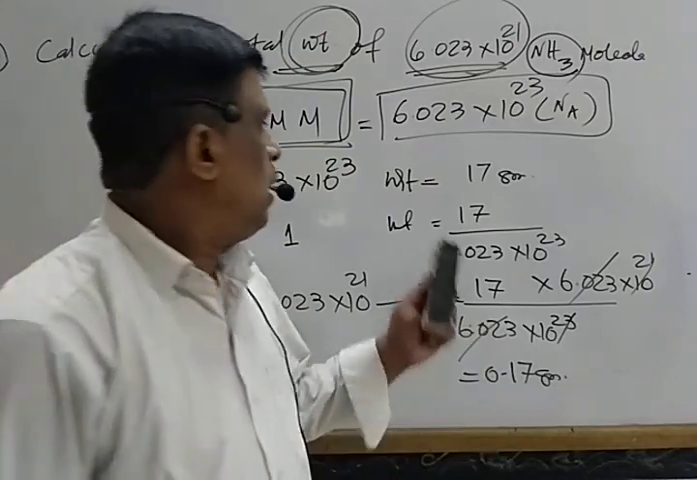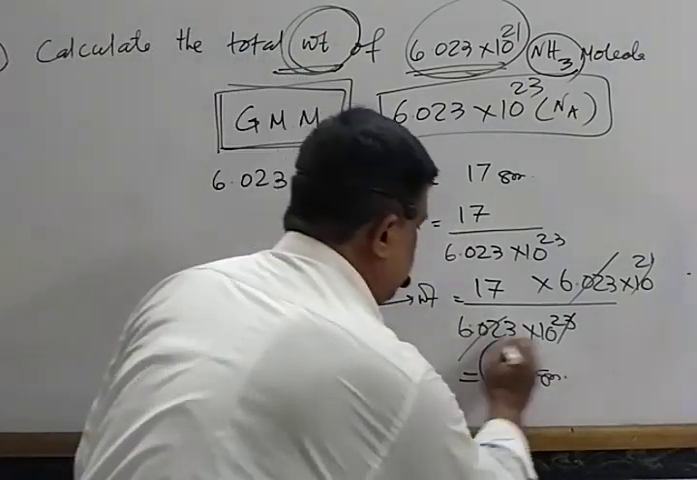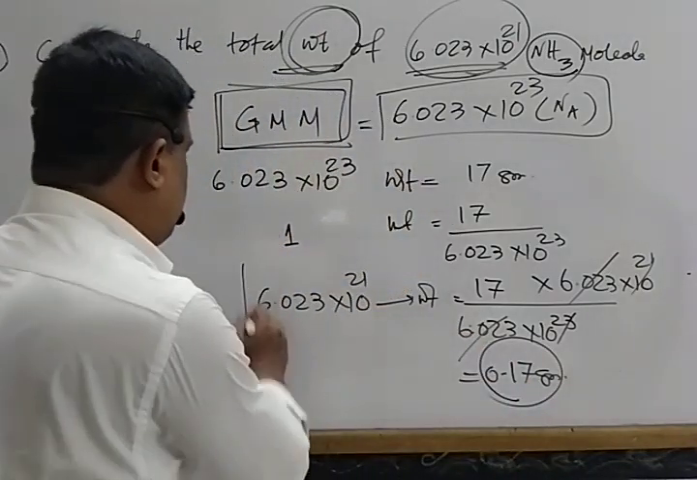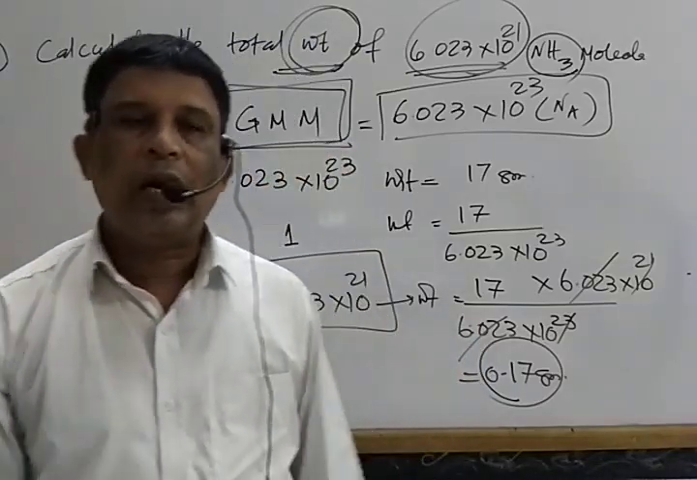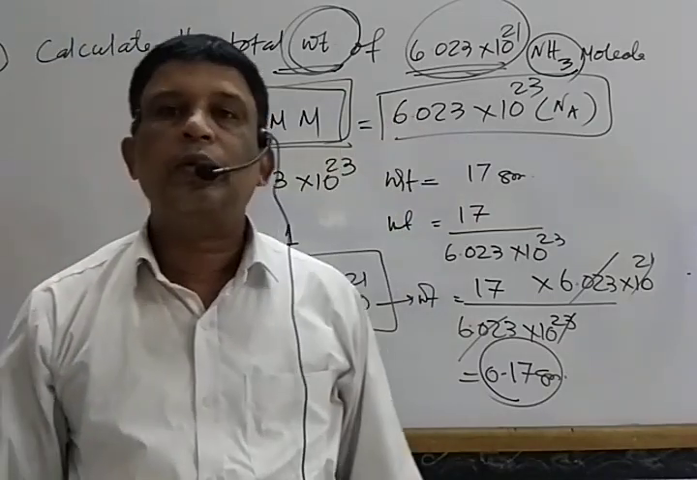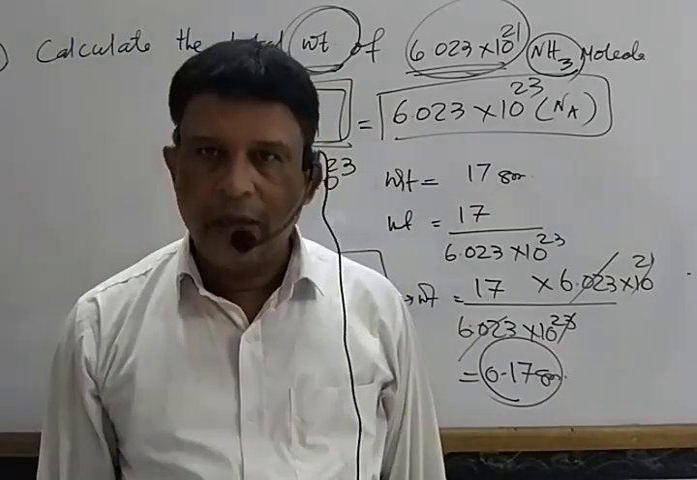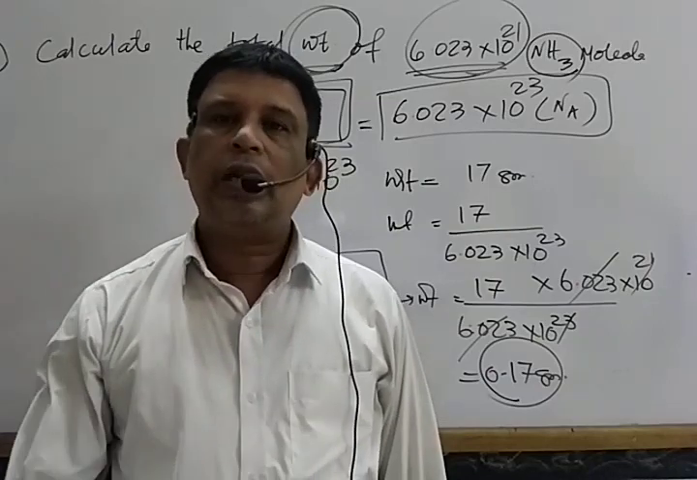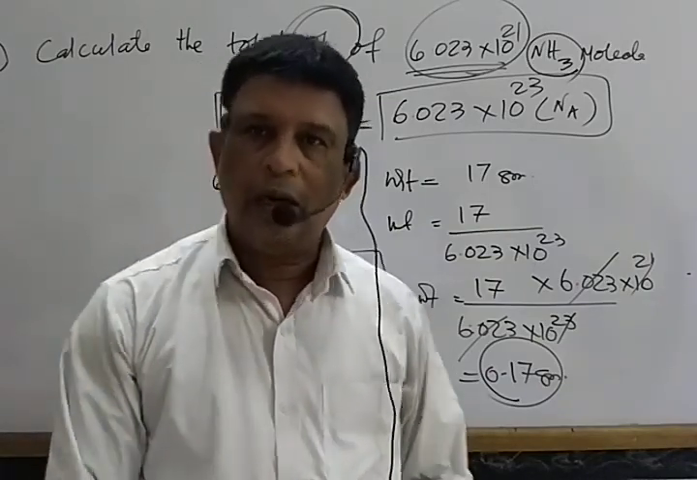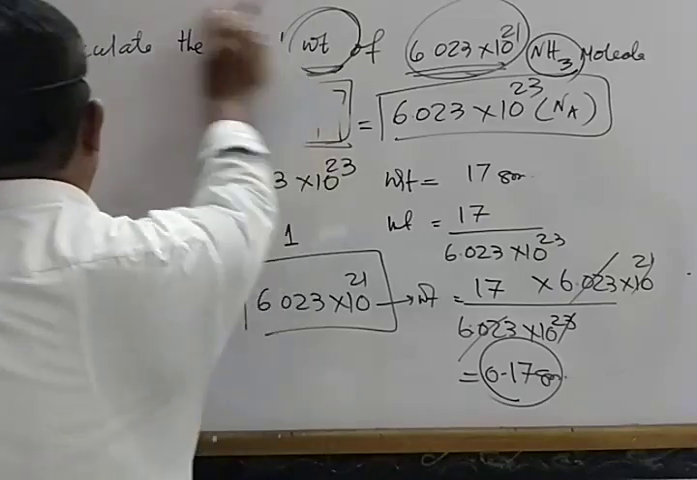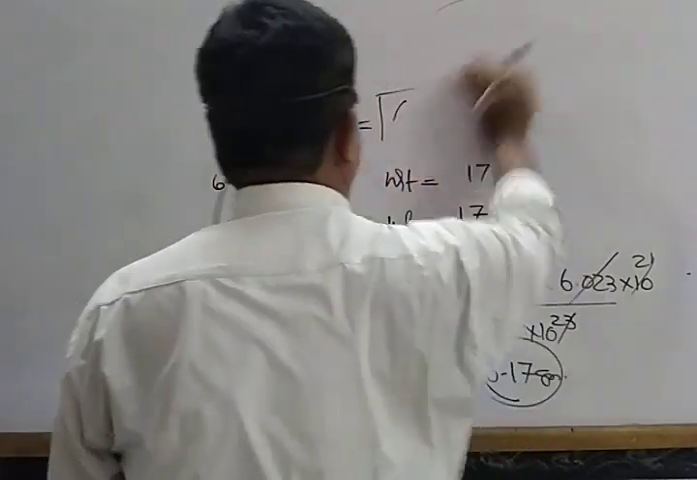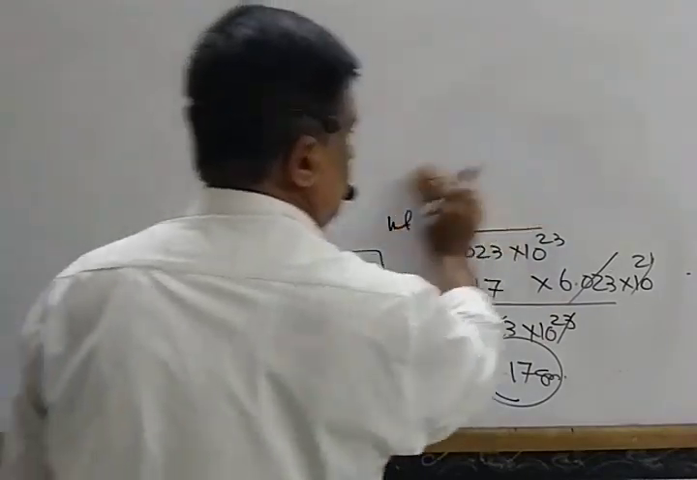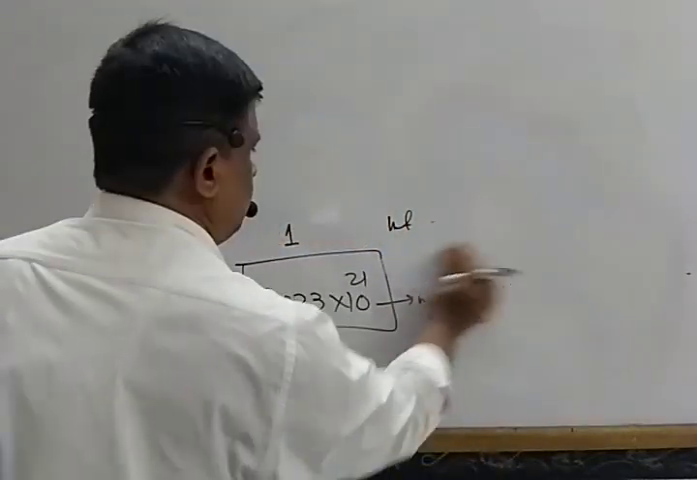Okay. So now calculate the total weight. So the total weight of this number of NH3 molecules is this much. Similarly, calculate the total weight of a particular number of CH4, H2O, HCl, N2, O2, H2, N1. Let us discuss one by one. Next example is the second example.